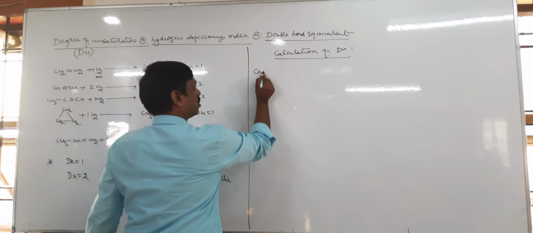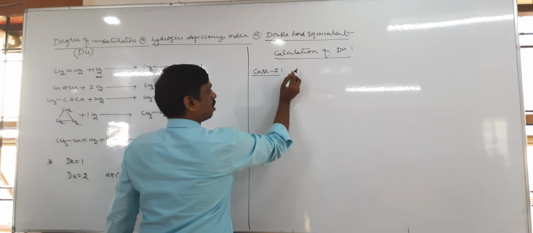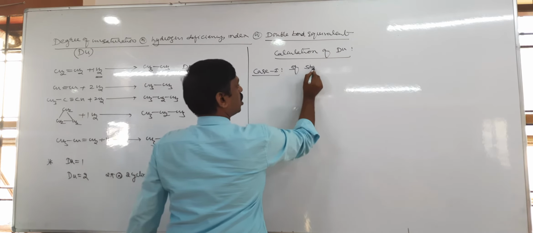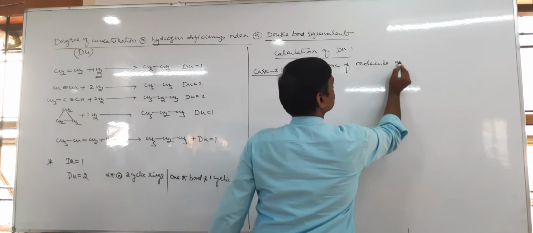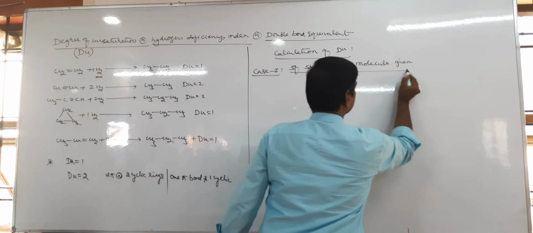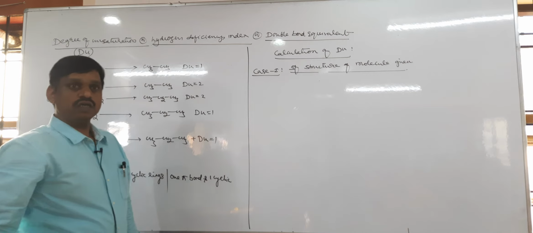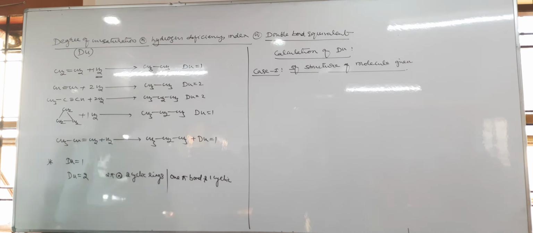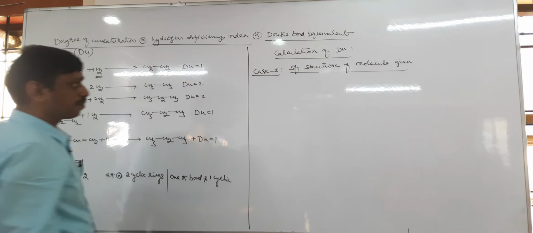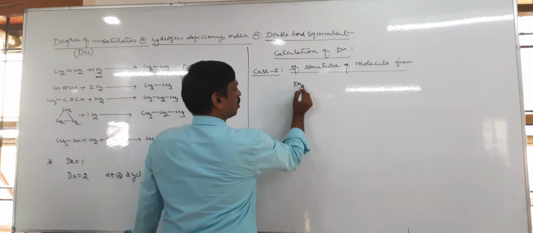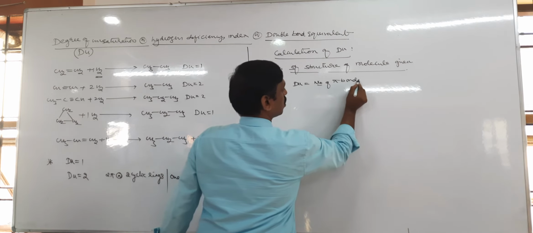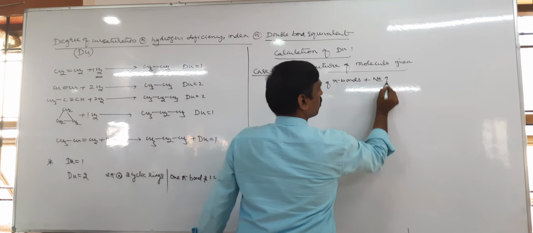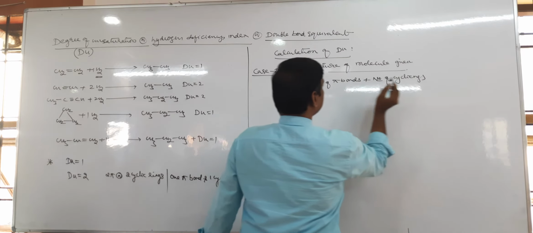So, case 1: if the structure of the molecule is given, how do you calculate DU, the degree of unsaturation? Tell me, what is the formula to calculate DU? DU equals number of pi bonds plus number of cyclic rings, no?